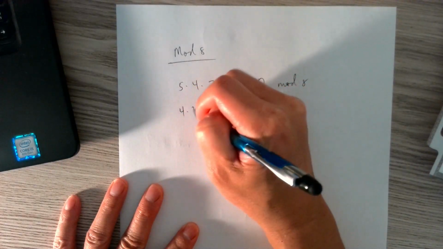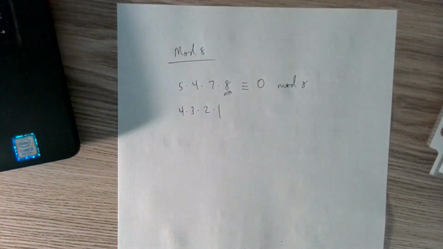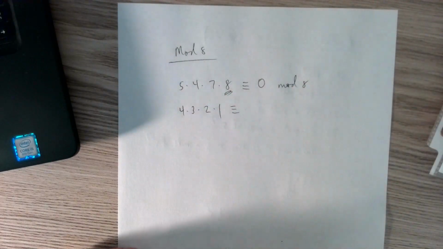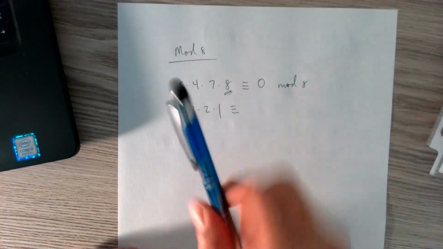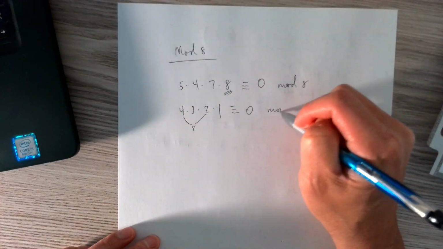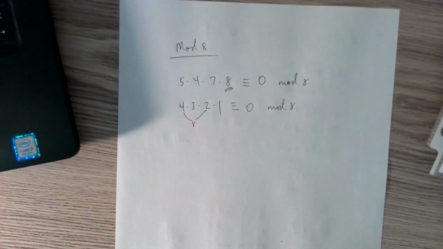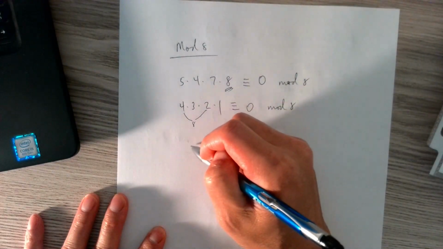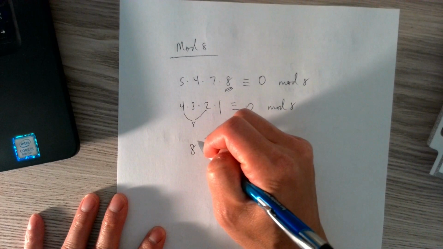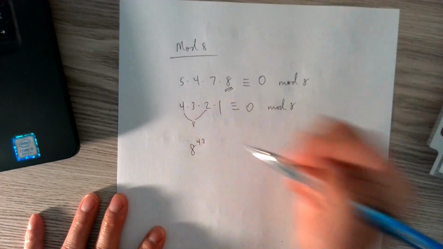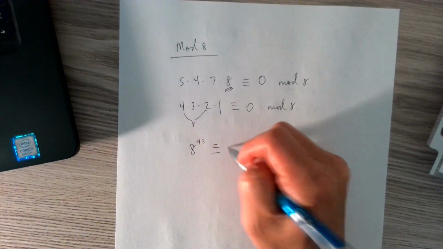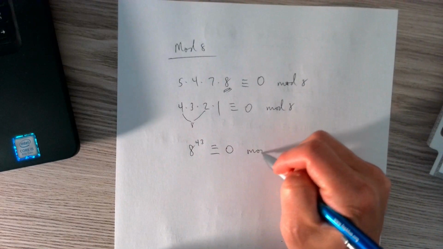If I see a product but I don't see an 8 in there, well, I still have the factors of 8, 4 and 2. That makes an 8, right? So that is also 0 in mod 8. So it's something to keep in mind. If I have 8 raised to any power, let's say 8 to the 43rd power, that's going to be gigantic, right? But I still know that it's going to be a multiple of 8, so that's also 0 in mod 8.